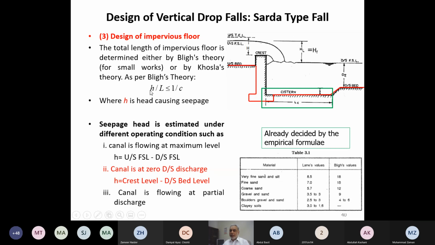तो 15 टाइम्स हेड causing seepage. तो head causing seepage can be different in different condition of operation of the fall. When canal fall is working with the full discharge, फिर H will be upstream full supply level minus downstream full supply level. ठीक है? When canal is working with the full capacity, so this is the case.